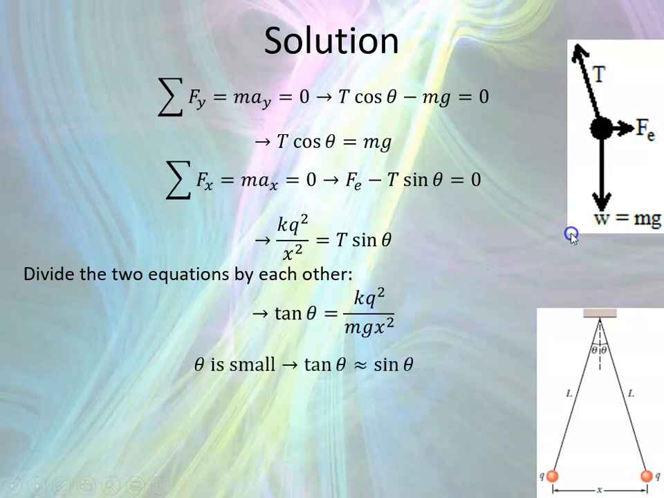Now, they gave us this hint that the angle was small. If the angle is small, we can say that tan theta is approximately equal to sine of theta. And they want this in terms of given variables. Like, in other words, we have this string length L.